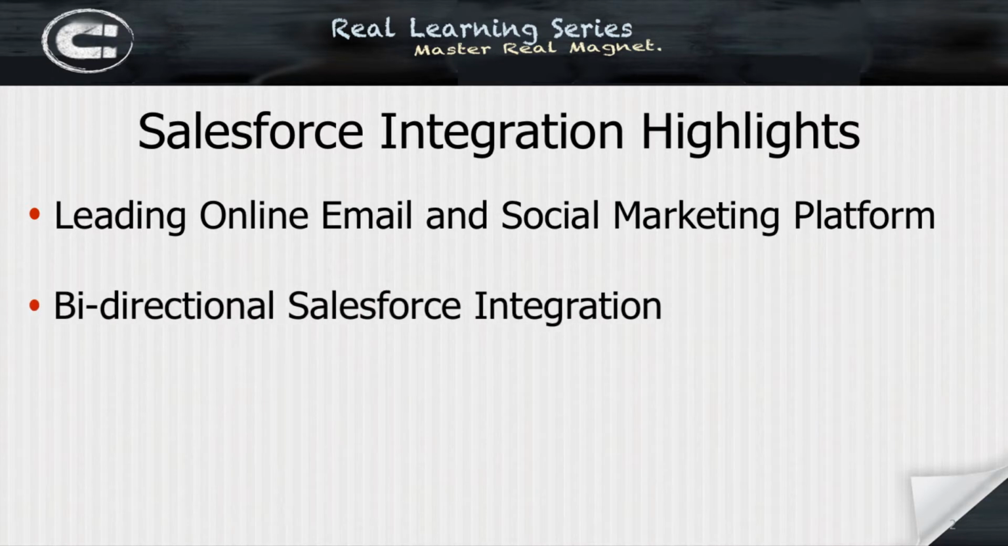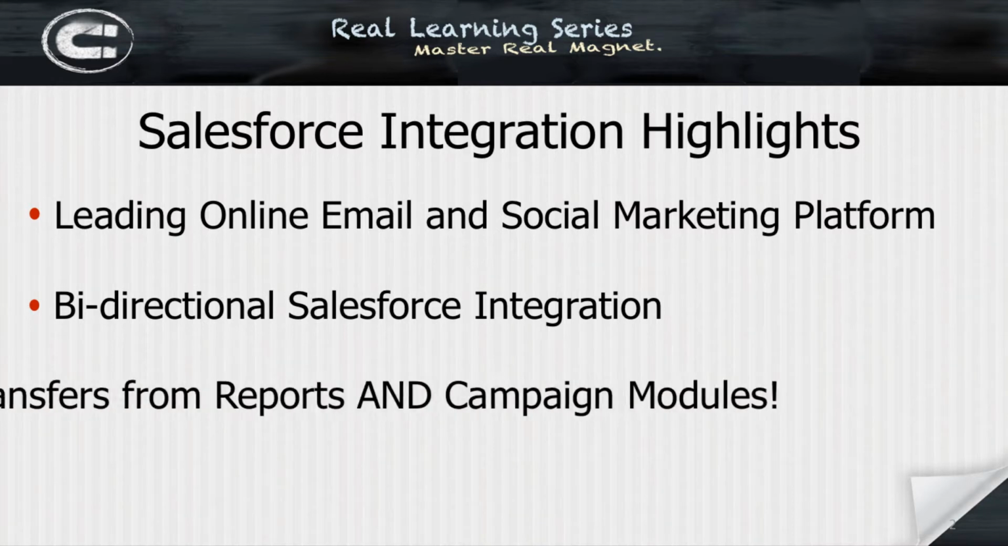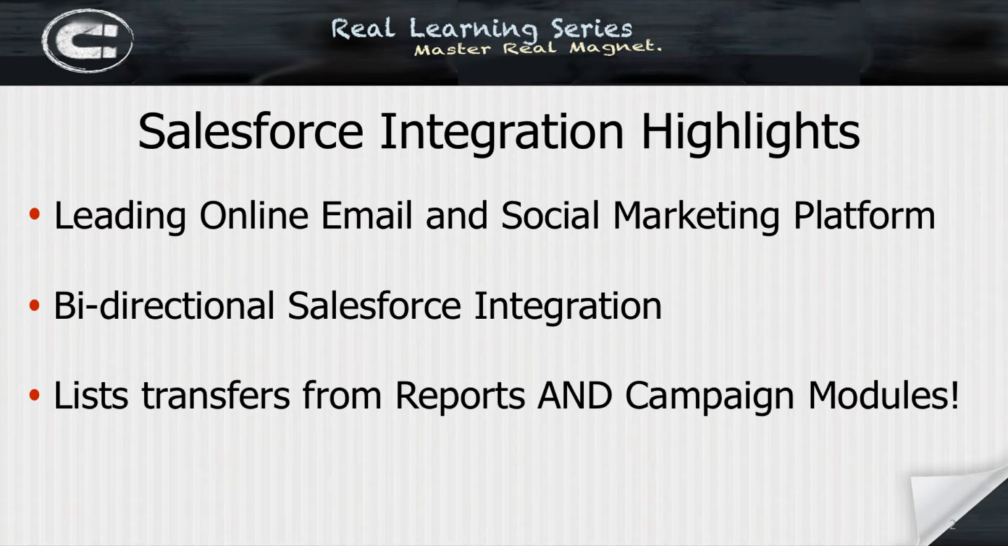Now, our Salesforce integration is bi-directional, so data comes from Real Magnet and flows back into Salesforce, such as recipient tracking and other recipient interaction data. And information travels from Salesforce into our system, and that includes lists and so forth. Those list transfers include the reports and the campaign module, so you can build a list with either and import those recipients to be sent into our system.